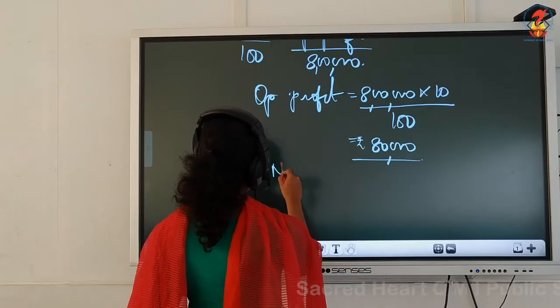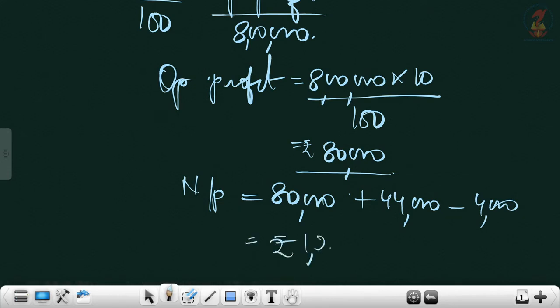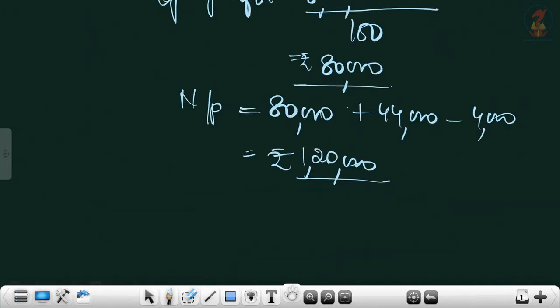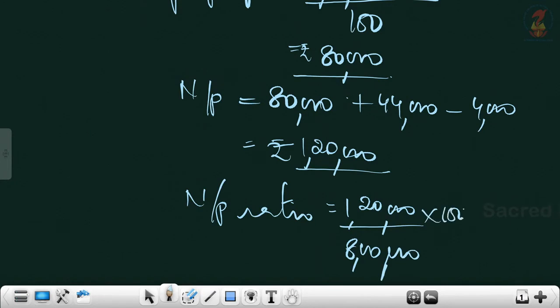Okay, we got operating profit. Now we can compute net profit. Add all non-operating incomes less all non-operating expenses. So here directly it is given non-operating income 44,000, non-operating expenses 4,000. So we'll be getting net profit as rupees 1,20,000. Now you can get the ratio: 1,20,000 divided by revenue from operations or net sales, 8 lakhs, into 100, that is 15. That is to be expressed in percentage.